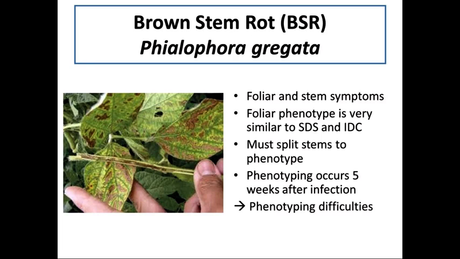So in order to identify brown stem rot properly, you must cut the stems open. This involves splitting the stem open lengthwise and looking for the brown, dead, and discolored tissue inside the stem. A susceptible plant will have the brown, dead, and rotten tissue, just like the name brown stem rot would imply. But this phenotyping can't occur until 5 weeks after infection, so it's a very long process. It takes many weeks to phenotype, you need multiple measurements, and splitting the stems open is a destructive measurement. You're killing the plant. So phenotyping is really difficult.